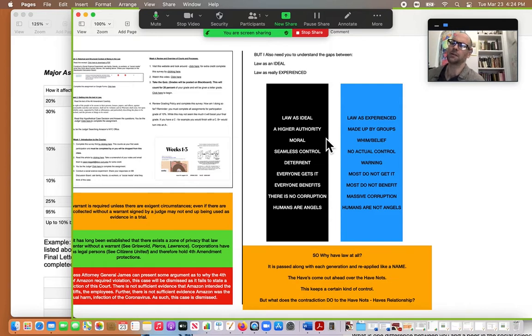And then, of course, human beings are not angels, right? Sometimes we have good days, sometimes we have bad days. Most of the time we just survive, right? We just eat, sleep, and hopefully work. So you should be asking this question: why have law at all? Well, this is not a great answer in my opinion, but it's passed along with each generation, and it's reapplied like a name, right? Why have your last name? I mean, who really cares? I know people who've changed their last name. Basically nothing happened. Why they felt like they needed to change it, who knows, right?